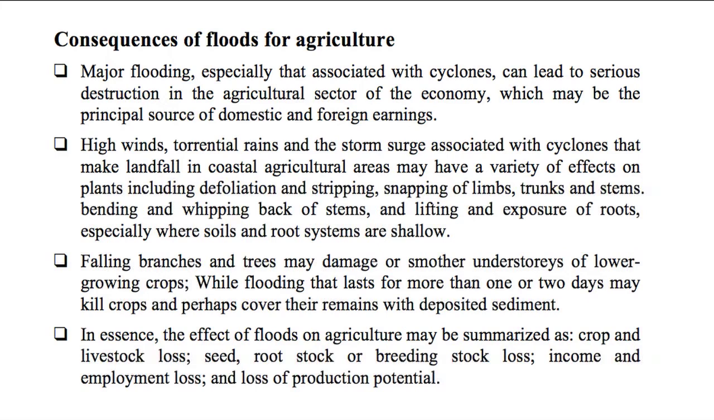Falling branches and trees may damage or smother understories of lower growing crops, while flooding that lasts for more than 1 or 2 days may kill crops and perhaps cover their remains with deposited sediments. In essence, the effect of floods on agriculture may be summarized as crop and livestock loss, seed, root stock or breeding stock loss, income and employment loss, and loss of production potential.